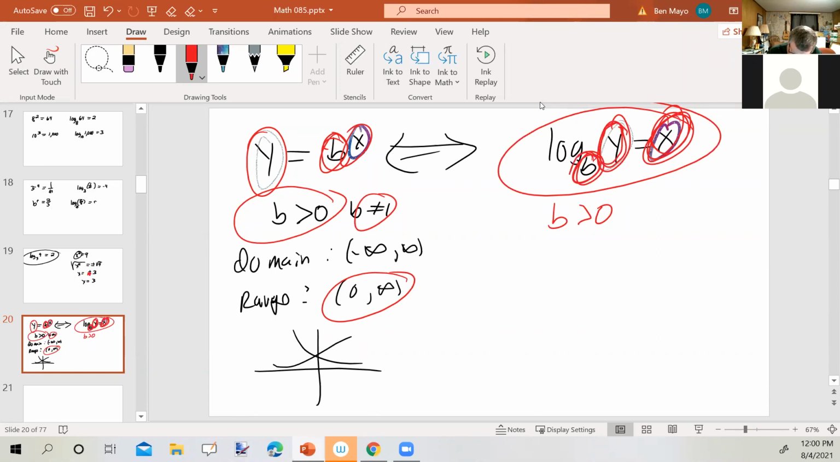Okay, so this has to be greater than 0 and not equal to 1. This has to be greater than 0. This can be any real number. Those restrictions carry over from its exponential form. Okay, I know that's a lot to swallow.